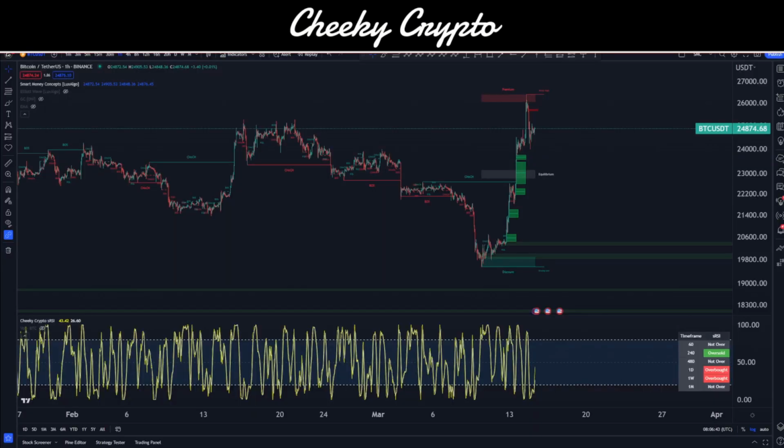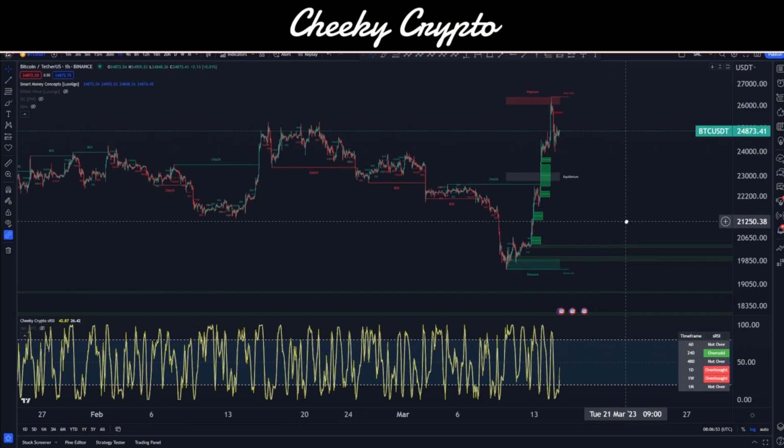Let's jump over, though, into smart money concepts. Okay, so we have got a bit of a grasp over what we think is going on with Elliott wave theory. We should also reflect on what is going on with smart money concepts.